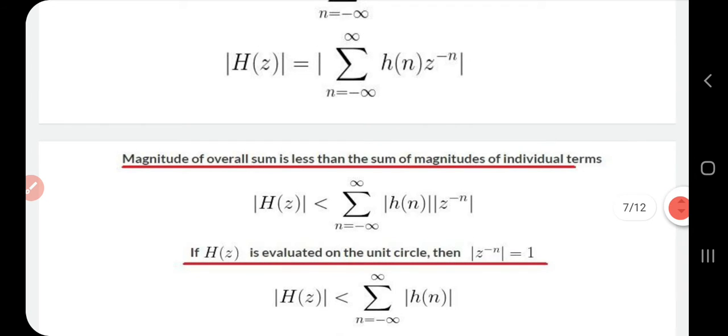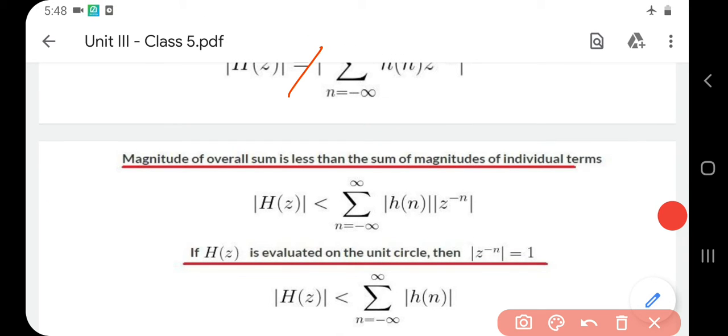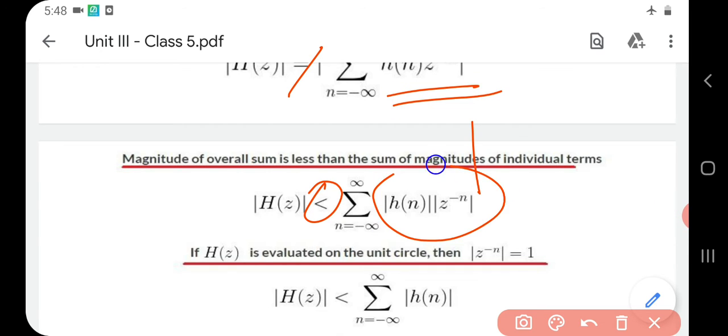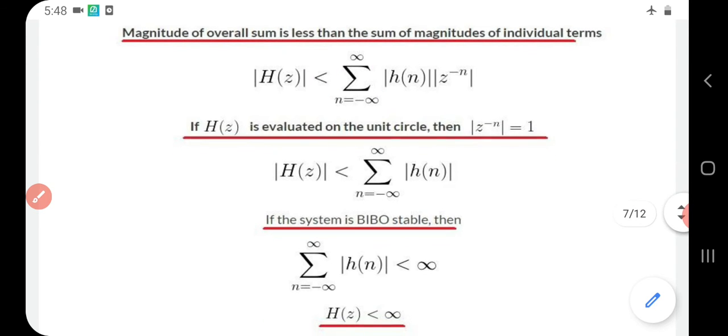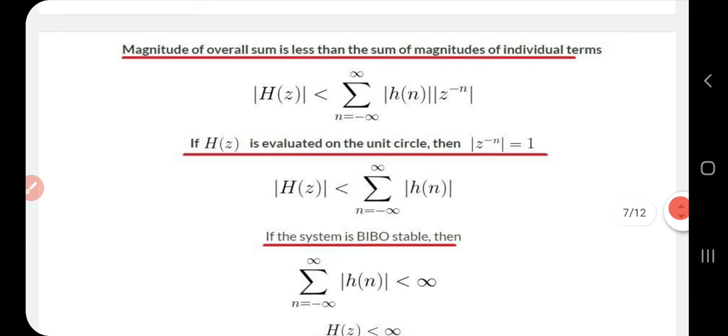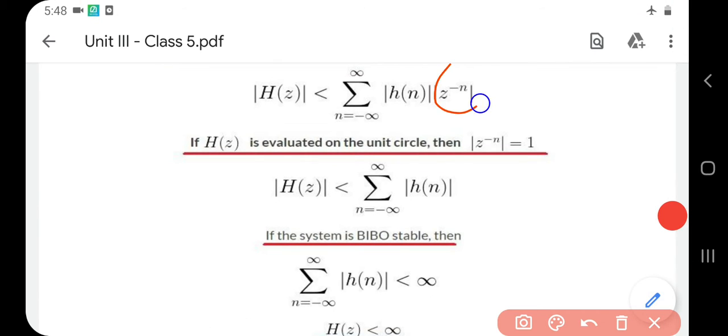That is, this particular sign is given as less than symbol. We are replacing this equal to, and also this one we are splitting like this. Now if h of z is evaluated on the unit circle, then mod of z raised to minus 1 will become 1. So in this equation, the above equation, this becomes 1. So this equation reduces to this.